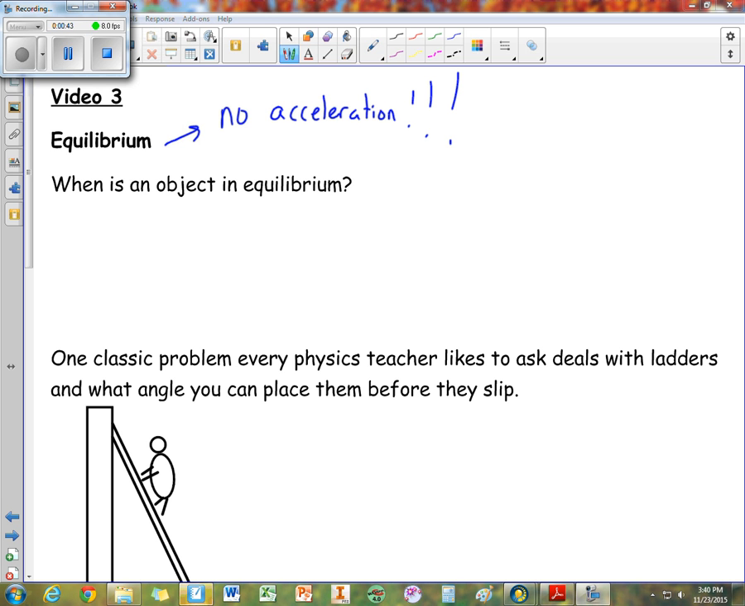Now, when we talked about equilibrium before, we said this. We said that the sum of forces on the x-axis have to equal 0. The sum of forces on the y-axis have to equal 0. But now we can add one more thing. The sum of all torques must equal 0. Now we can have true equilibrium, where nothing is accelerating on the x-axis, nothing is accelerating on the y-axis, and nothing has an angular acceleration.